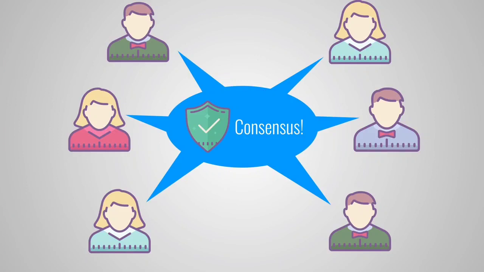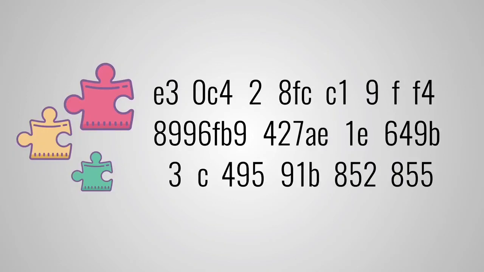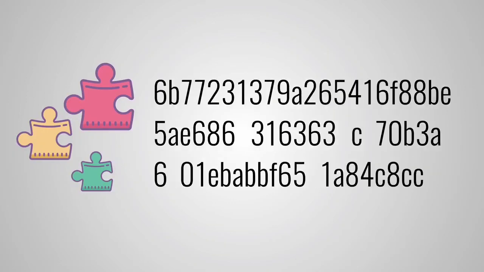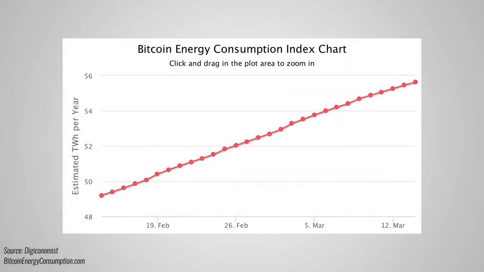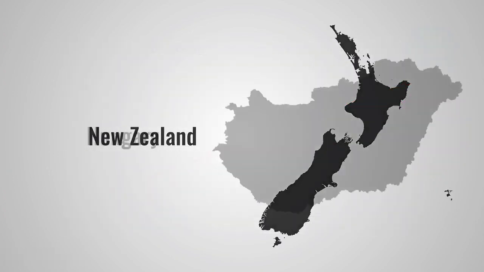However, the proof-of-work algorithm works by having all nodes solve a cryptographic puzzle. This puzzle is solved by miners, and the first one to find the solution gets the miner reward. And this has led to a situation where people are building larger and larger mining farms like this one. According to Digiconomist, Bitcoin miners alone uses about 54 terawatt hours of electricity, enough to power 5 million households in the US or even power the entire country of New Zealand or Hungary.